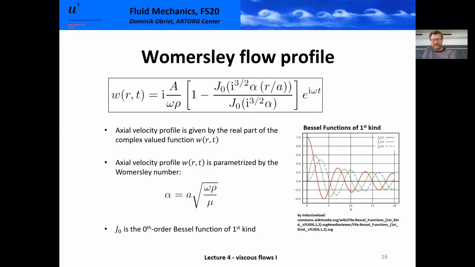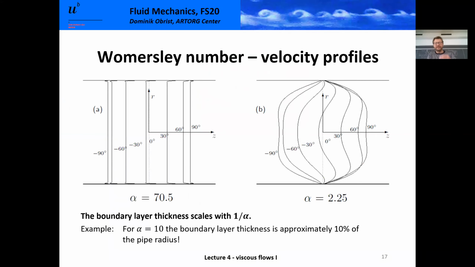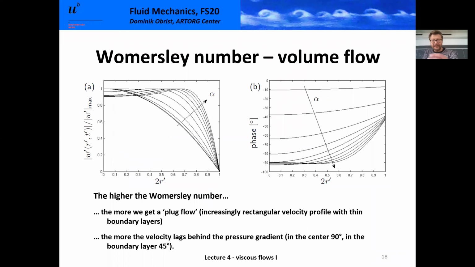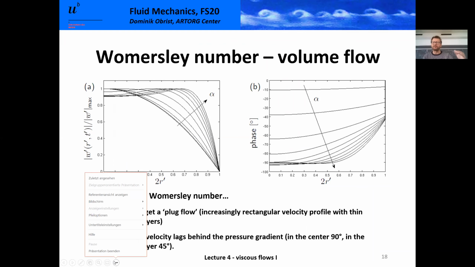Let's go back to the slides. Here you have it summarized again, what I just said, with the boundary layer thickness. Again, some pictures just showing you more or less what I've shown you before. The higher the Womersley number, the more we get something we call a block flow. A block flow is when we have a rectangular velocity profile, or a flat velocity profile. This is called block flow. It's the opposite of Poiseuille.